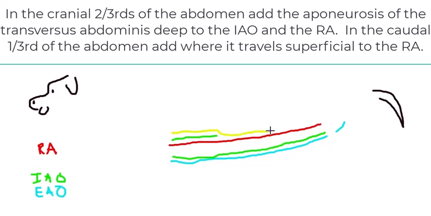In the cranial two-thirds of the abdomen, we'll add the aponeurosis of the transversus abdominis deep to the internal abdominal oblique and rectus abdominis. And in the caudal third of the abdomen, we'll add where it travels superficial to the rectus abdominis.